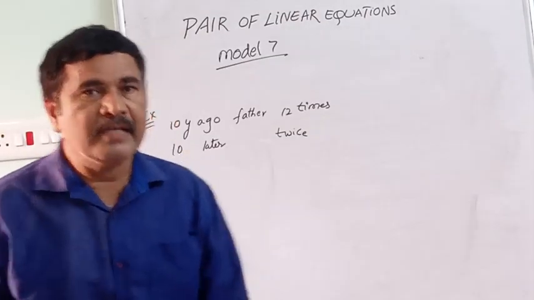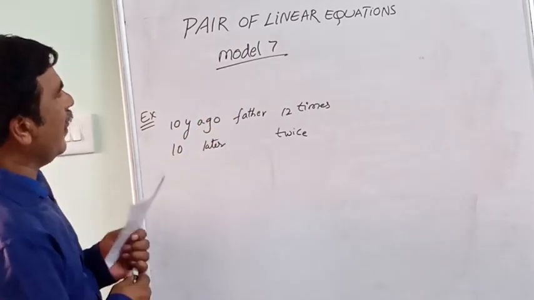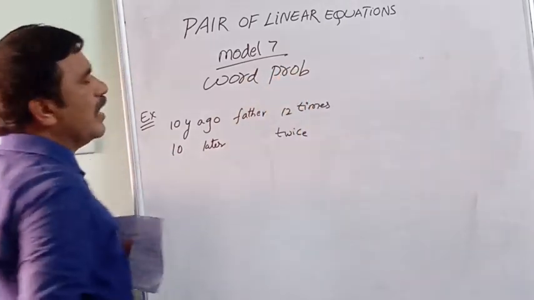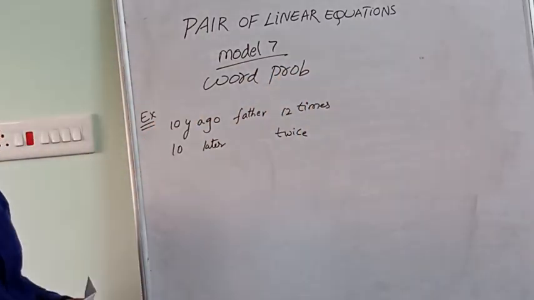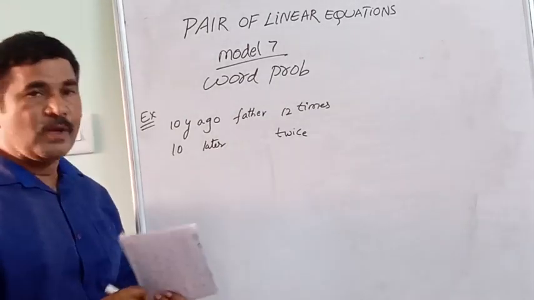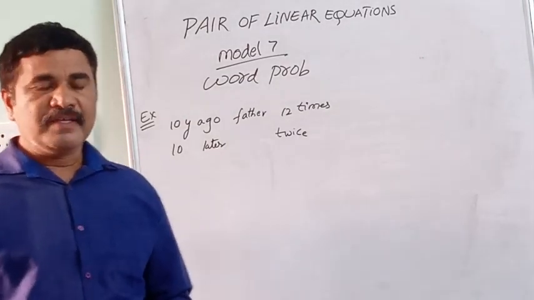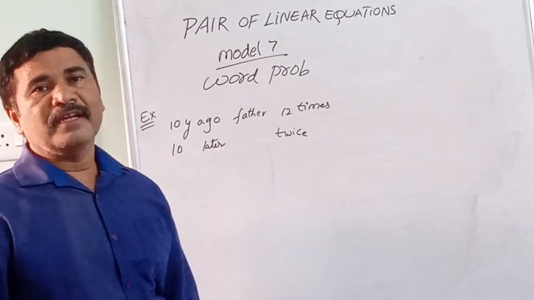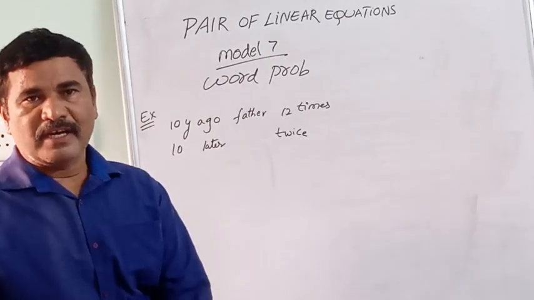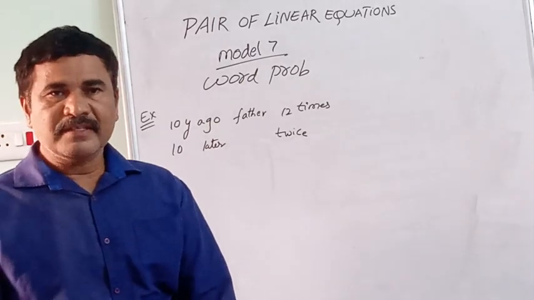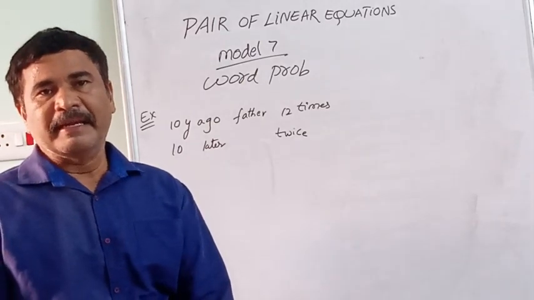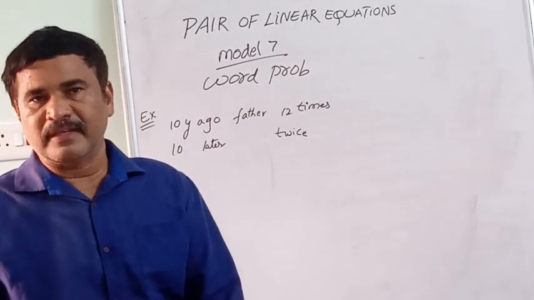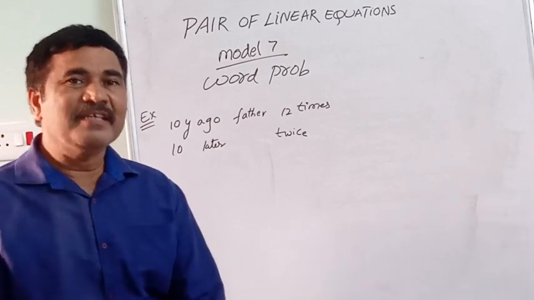Now the important part, model 7, is word problems. See, many students feel that word problems are tough. It is very easy. I'll explain 2 or 3 models. In the same way, first convert the statements into equations. Then solve, it is your choice. I told you 3 methods: elimination, substitution, cross multiplication. Mostly prefer elimination. If not possible, then go for the other 2 methods. Okay, mostly prefer the elimination method.